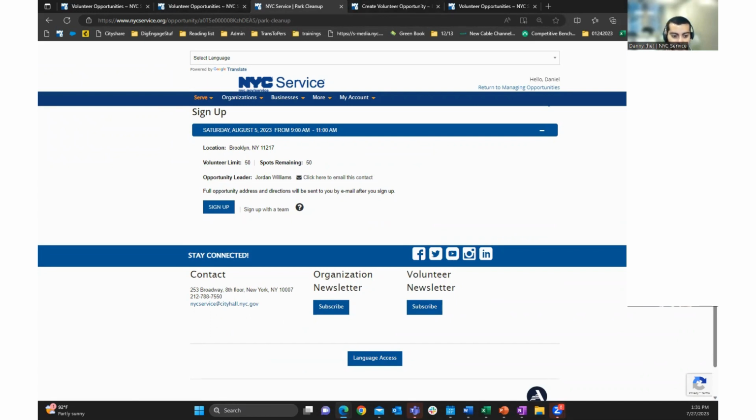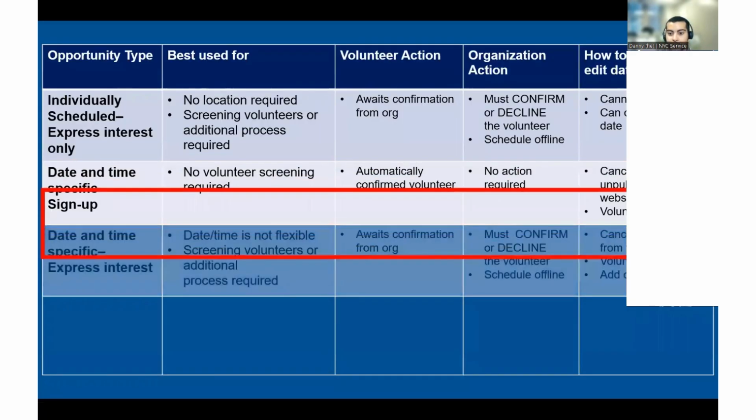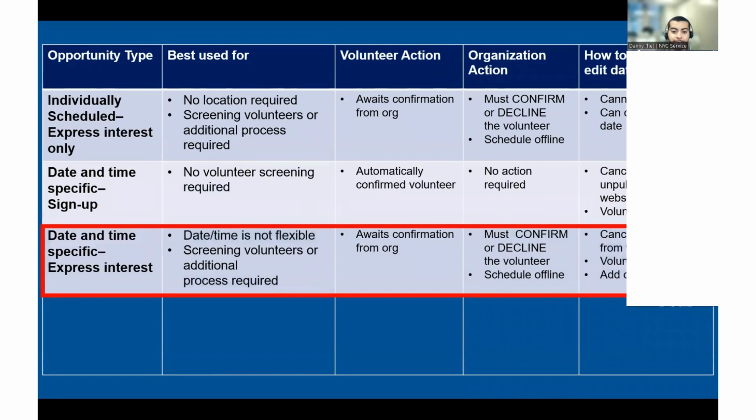Cool. The next type of opportunity that you can create is date and time specific express interest. Now, this is pretty much identical to date and time specific sign up. The only difference is that instead of signing up and being automatically entered for the opportunity, you as the organization will either need to confirm or deny that volunteer in the partner portal. But otherwise, creating the opportunity is the exact same.